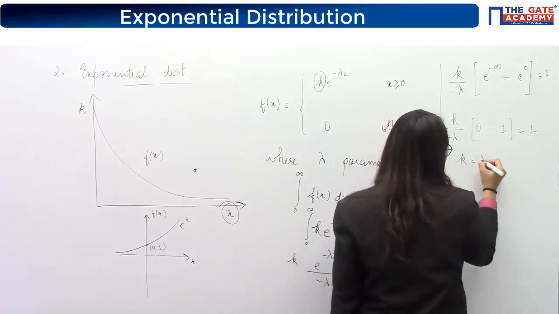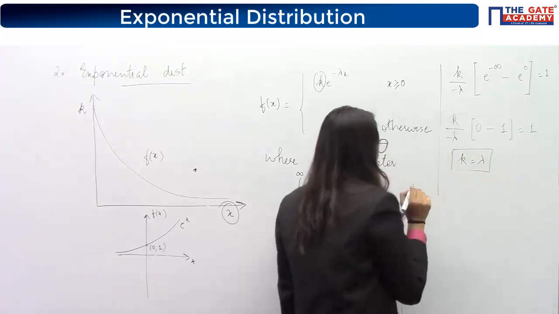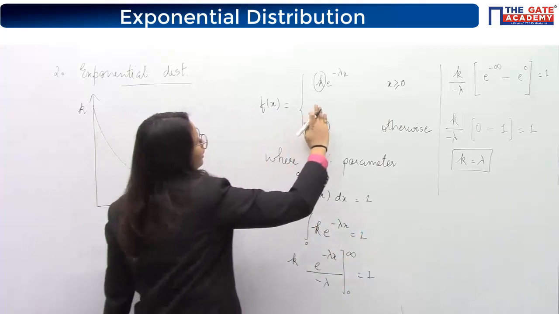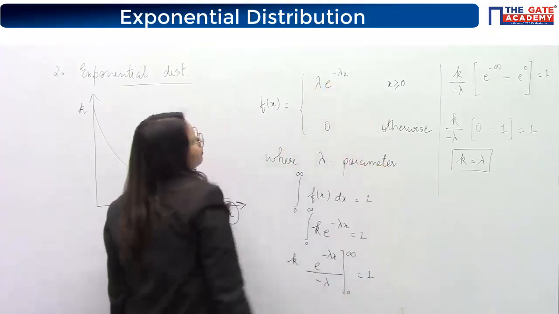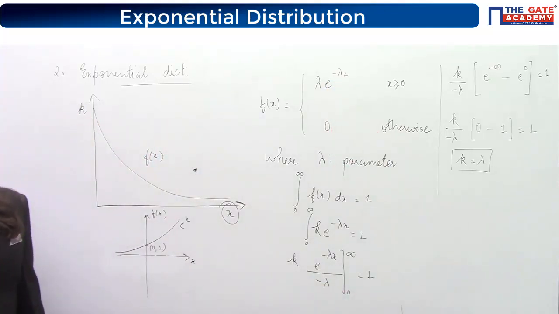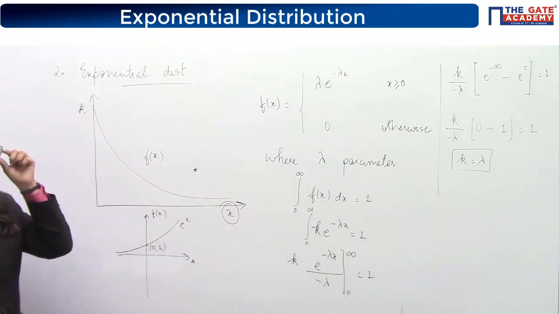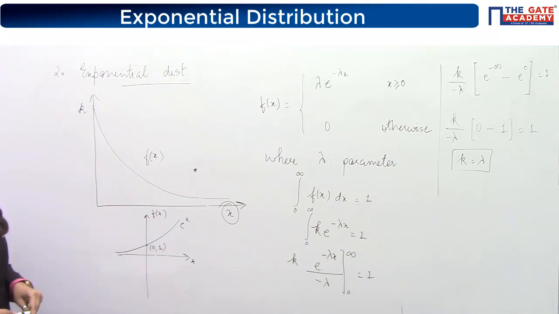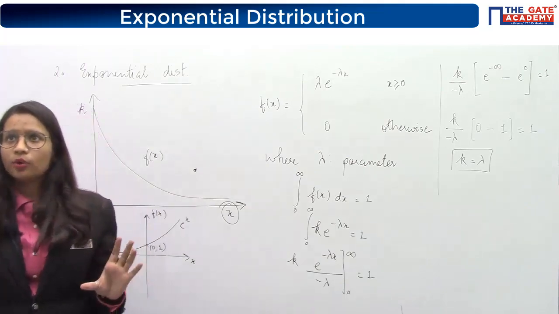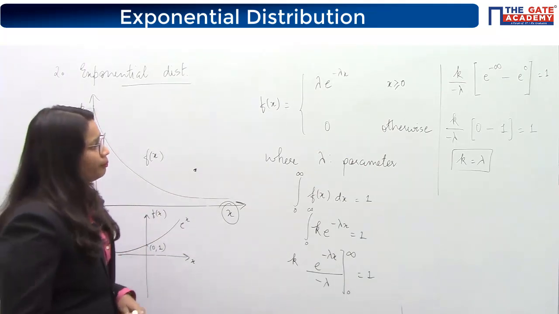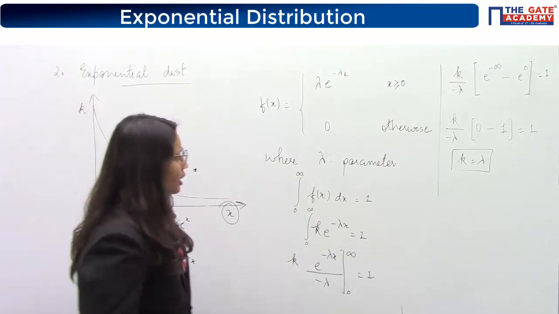So if you solve this, you will get k as lambda. So what are we getting finally? We are getting that your function will be lambda e to the power minus lambda x. Any doubt in this? Just plain integration, and the thing you should remember is that e to the power minus infinity will be 0. Okay, very good. So from this we have got k equal to lambda.